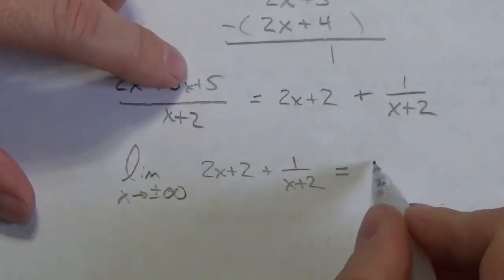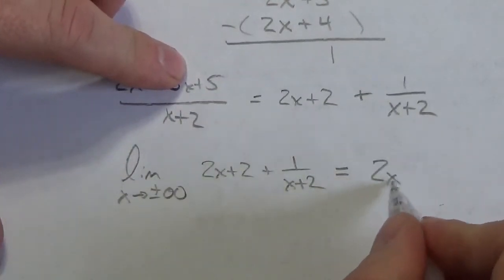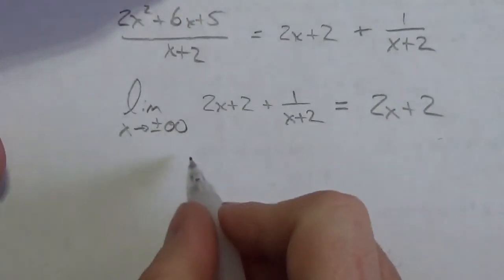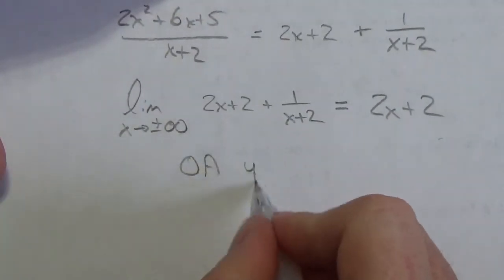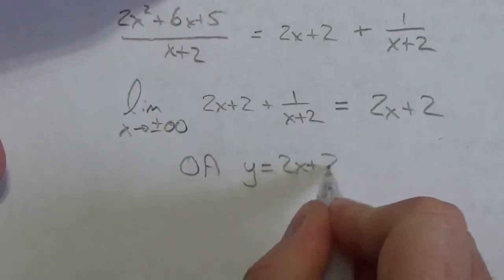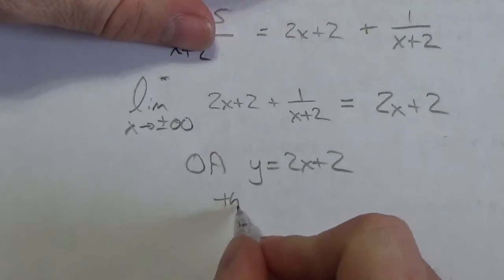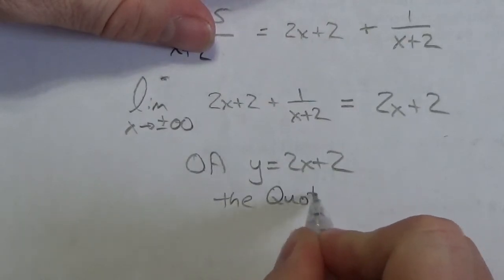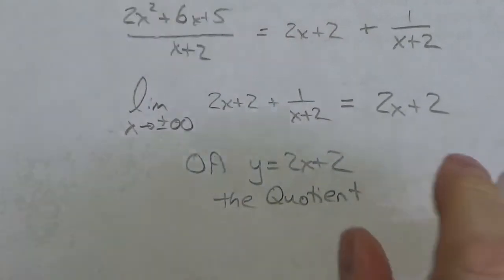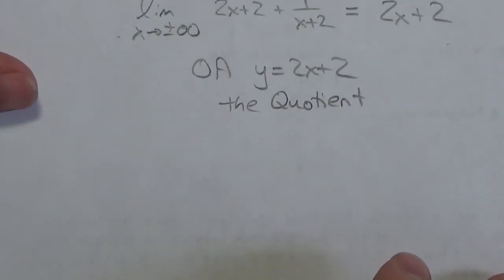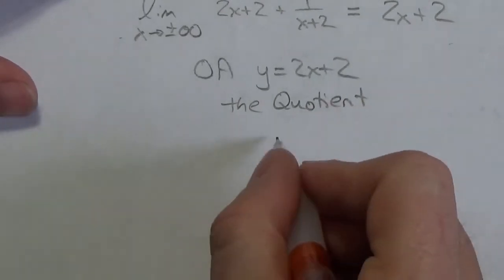So as a result, my oblique asymptote ends up being that line right there, 2x plus 2. My oblique asymptote is y equals 2x plus 2. Essentially, if you want to think of it like this, it's the quotient. When you do that division, the quotient will end up being your oblique asymptote.